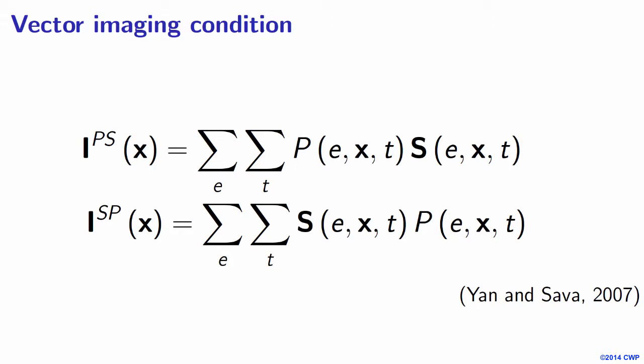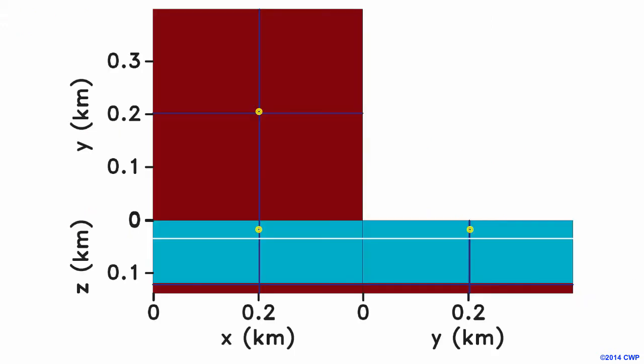Let's go back to the imaging condition. So we are doing cross correlation between the scalar and the vector. This gives us a vector. So both PS and SP images are vector images. We call this imaging condition the vector imaging condition. It's not easy to imagine what a vector image looks like.